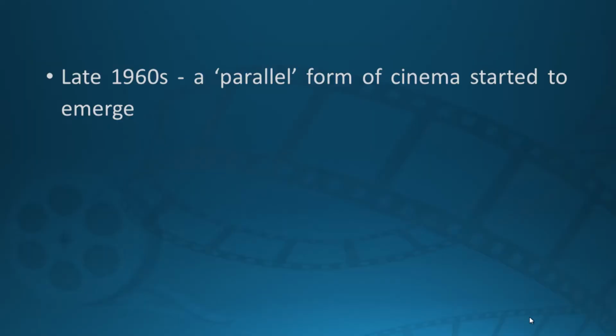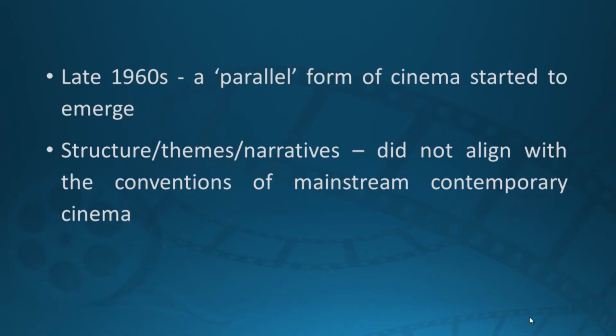Now, as the industry moved into the late 1960s, a different kind of cinema started to emerge, and this cinema was running parallel to the mainstream cinema that we have just talked about, which is why it garnered the name parallel cinema. This particular cinema was very different in terms of its structure, the kind of themes it explored, and the narratives it chose to talk about. All of this was very different from the mainstream cinema of the time. It did not align at all with the conventions of the mainstream contemporary cinema of the time.